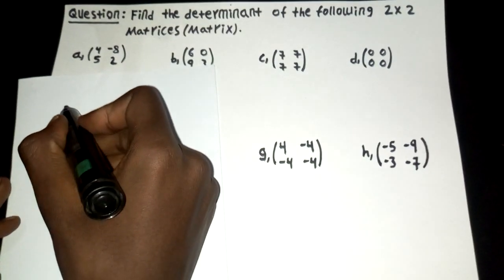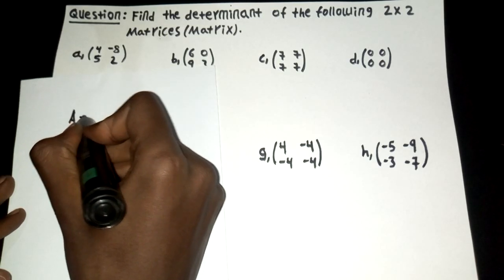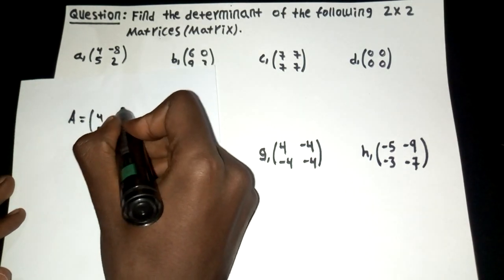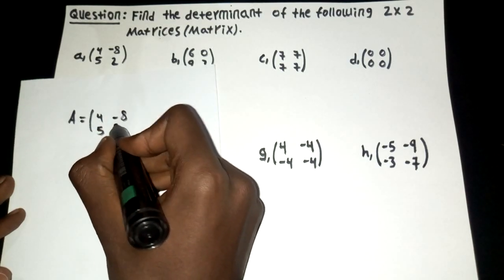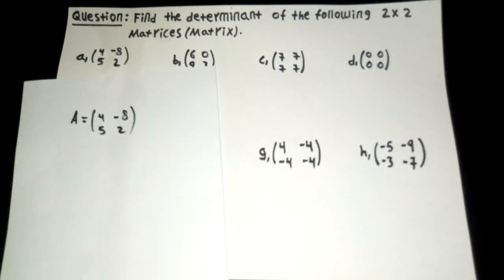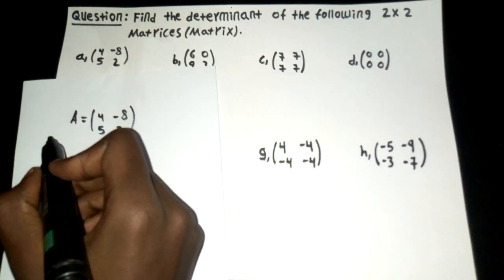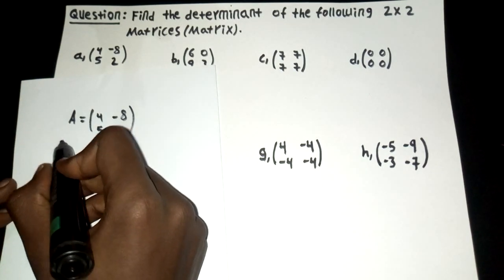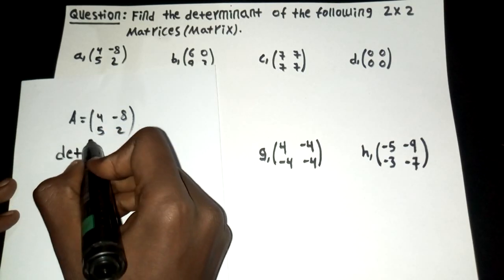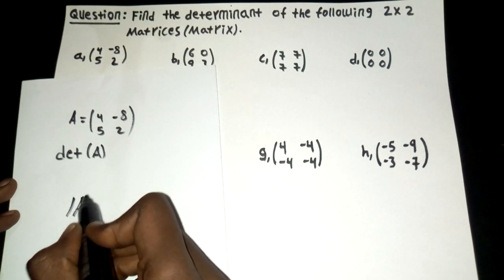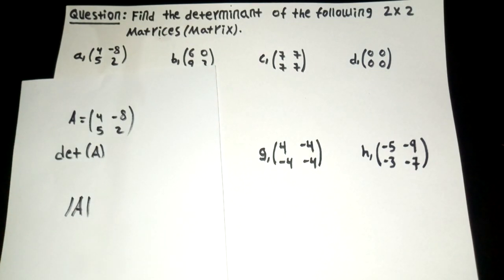For example, if the matrix is A equal to 4 5, minus 8 2, for example, this is a matrix. Its symbol is either we can use det A or vertical bars like this. You can use one of them.